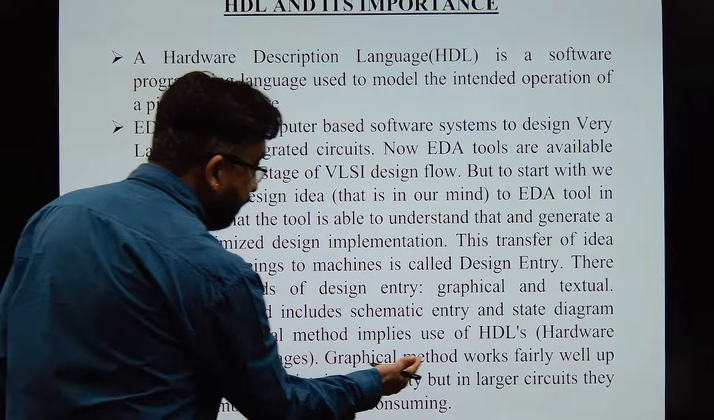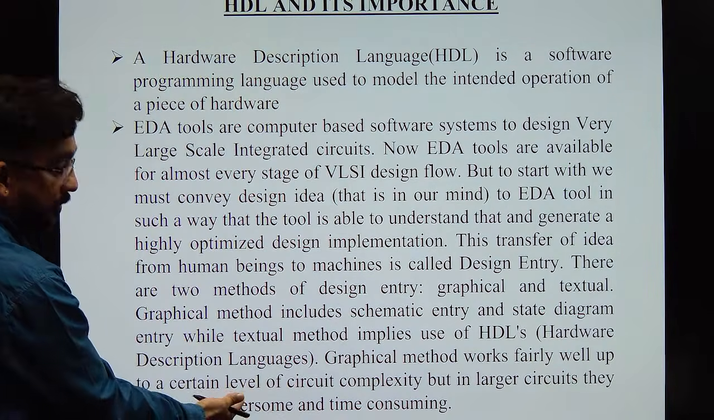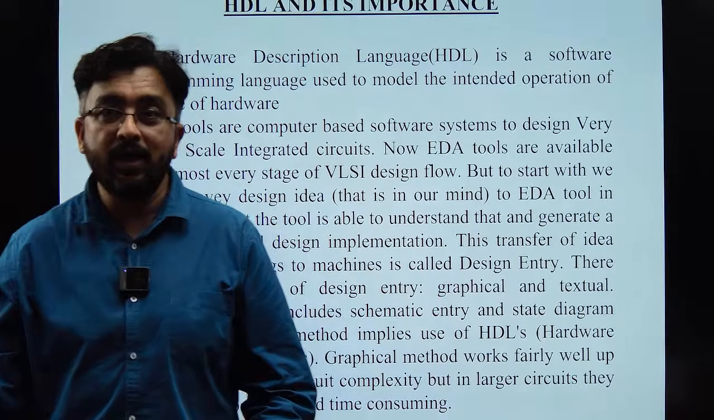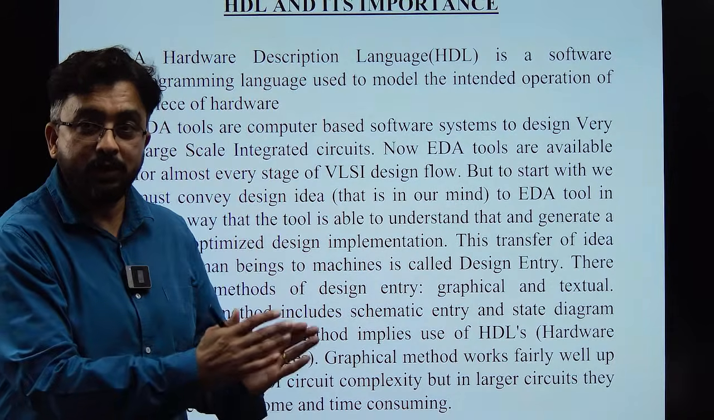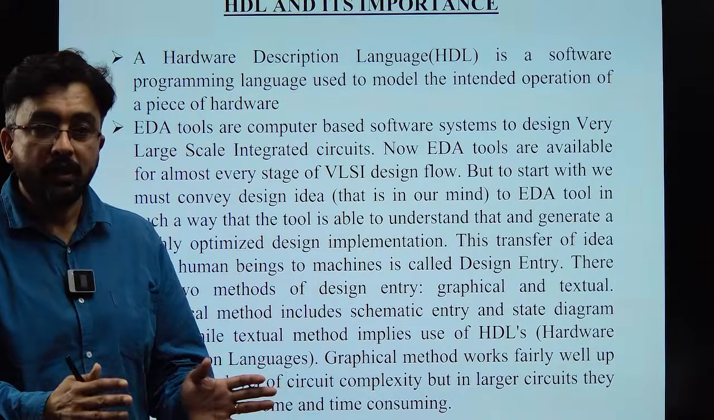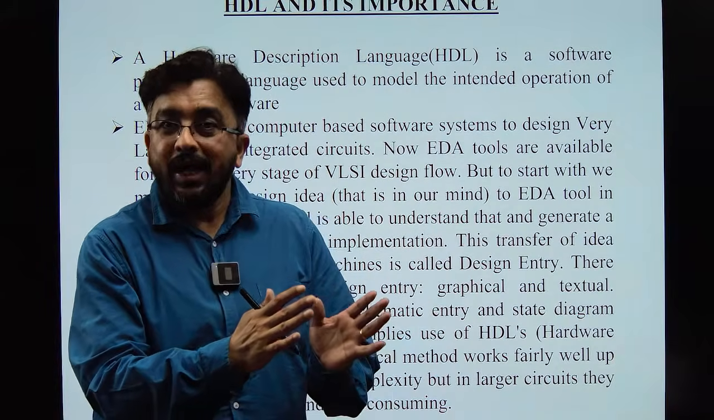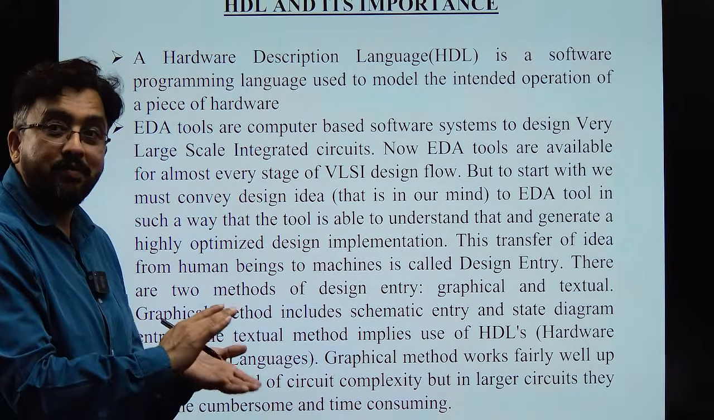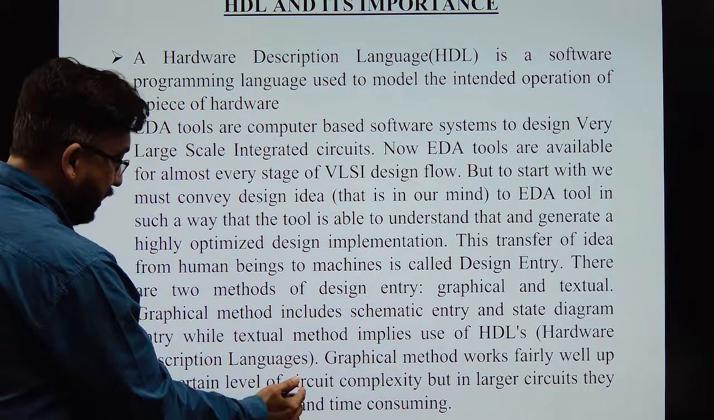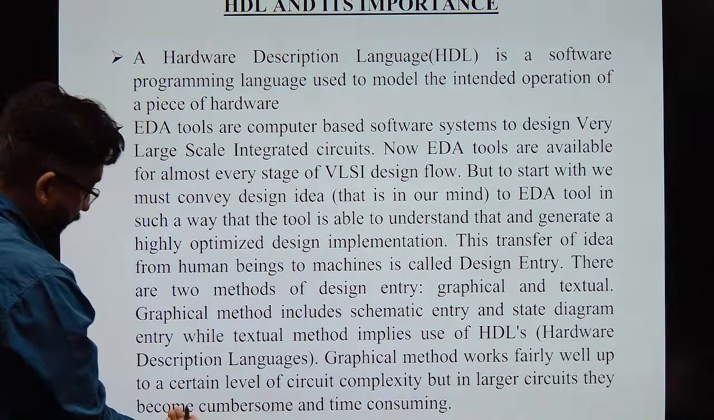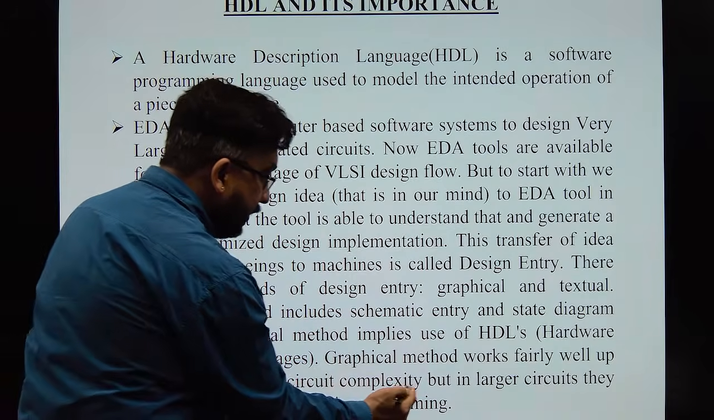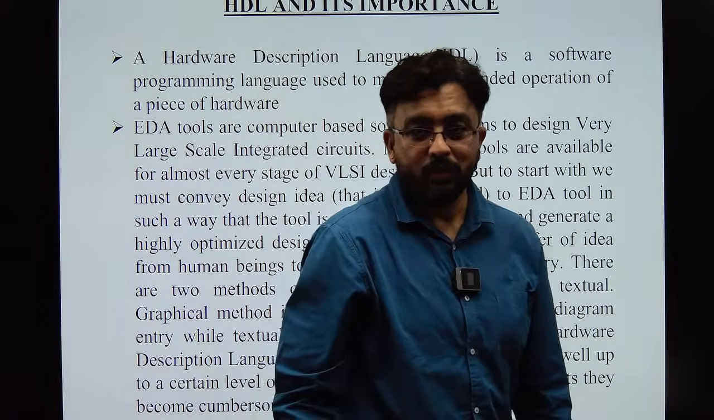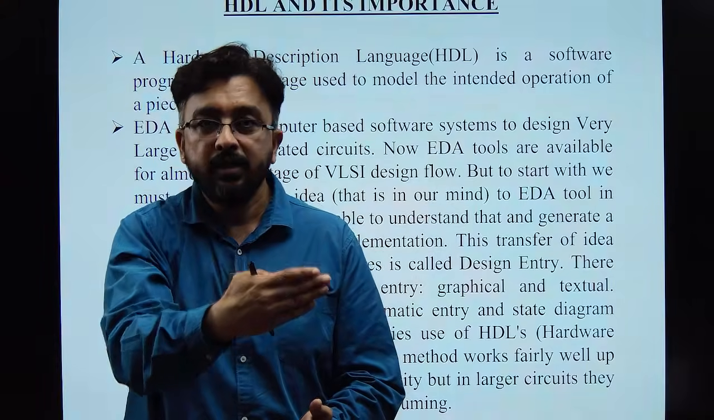Graphical methods work fairly well up to a certain level. We cannot make a 1,000 bit counter using the graphical method. Please try to understand. We cannot make a 100 bit adder with the help of the graphical method. By coding, it is very easy to make. The graphical method works fairly well up to a certain level of circuit complexity, but in larger circuits, it becomes cumbersome and time consuming. So this is why the HDL came.